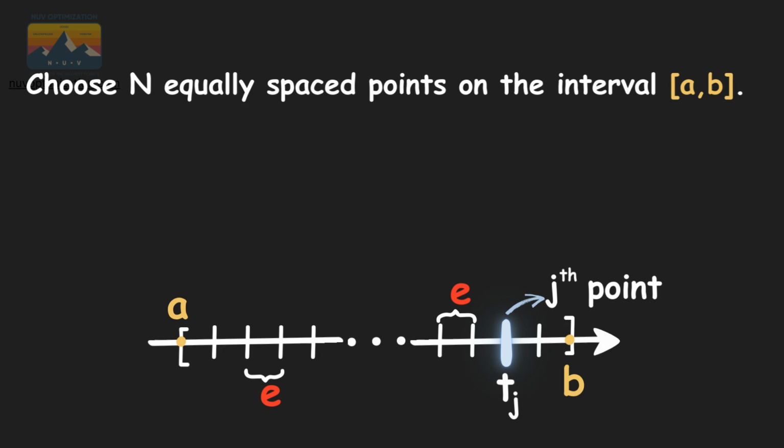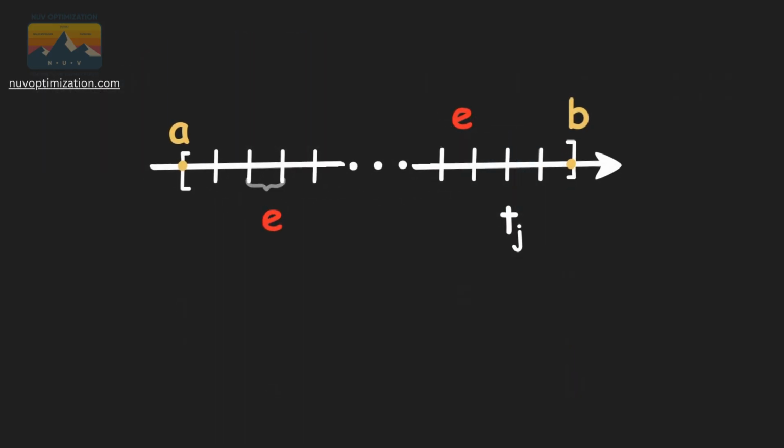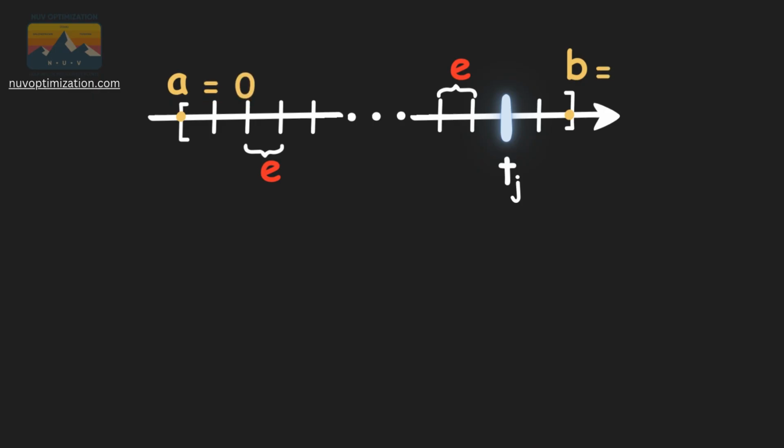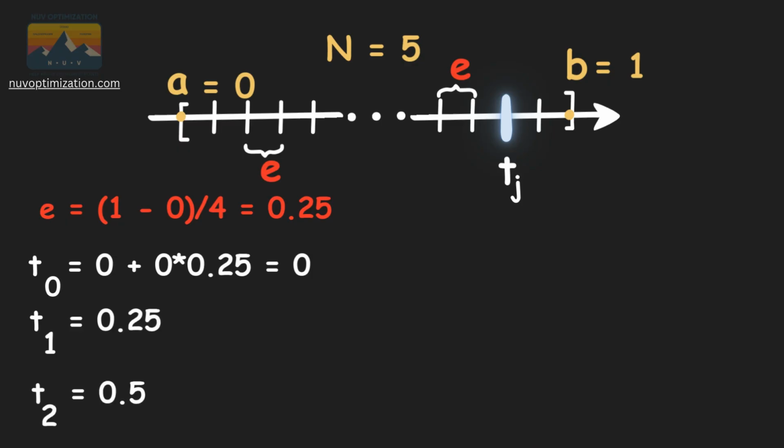Assume that our problem involves a function y of t and its derivative, y prime of t, for t in the interval ab. To be a good approximation of reality, we want to choose a very big number, like 1,000, for n. Let's look at a simplified example of a equals 0, b equals 1, and n is 5. Now we can calculate E equals 1 minus 0 divided by 4 equals a quarter, and thus we can figure out t0 equals 0 plus 0 times a quarter equals 0. t1 is 0.25, t2 is 0.5, t3 is 0.75, t4 is 1.